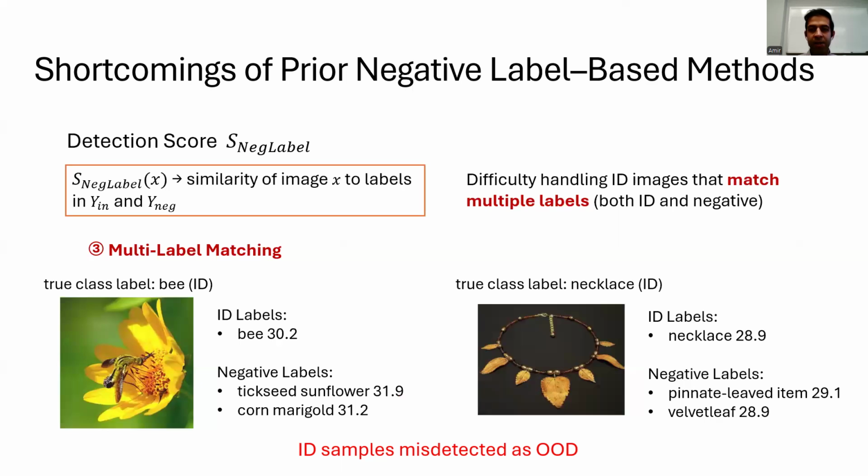Another key limitation lies in the detection score. The scoring function relies on the individual similarity scores for each ID or negative label. However, many images naturally match multiple labels. For example, this image is from the B class, but since there's also a flower in the scene, it has high similarity to the flower negative label. Similarly, this necklace image is associated with leaf-related negative labels because the shape of the necklace resembles a leaf. In both cases, the higher similarity for negative labels leads to these ID images being misdetected as OOD.